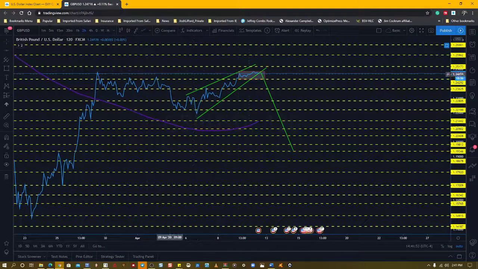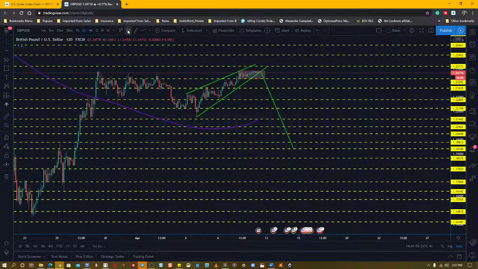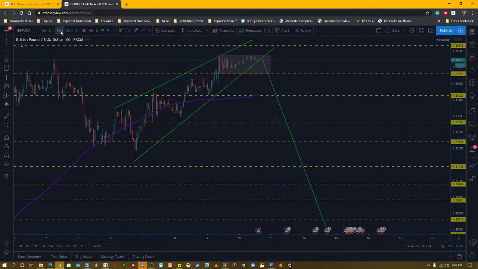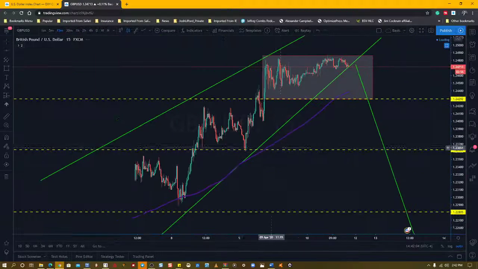So we've got our structure marked out here. We throw our candles on here real quick. Again, what I like to do is drop down to the 15-minute time frame. That's where I like to enter my trades.